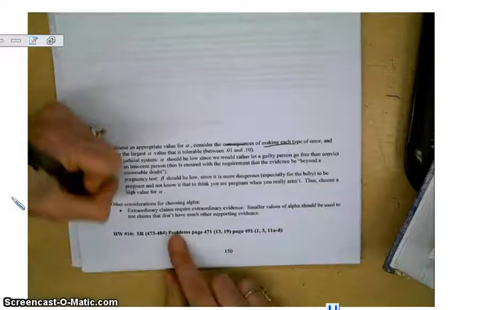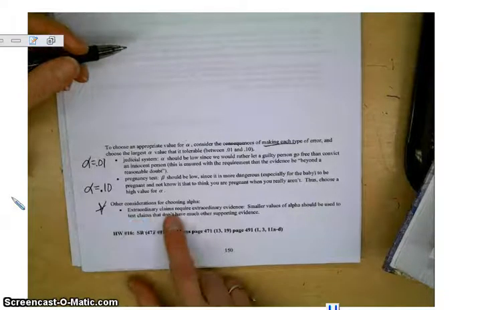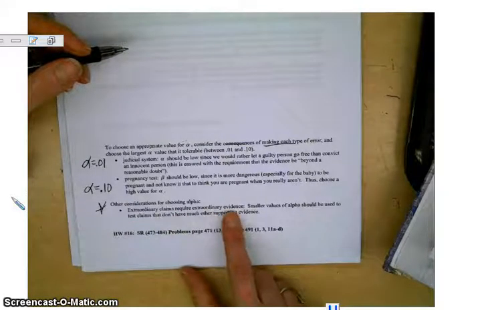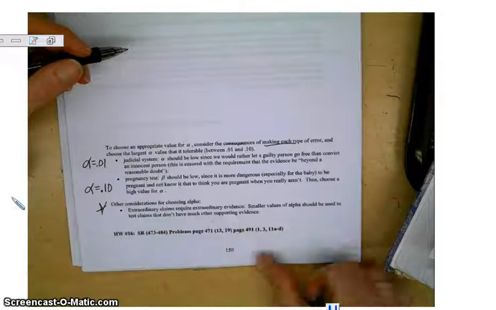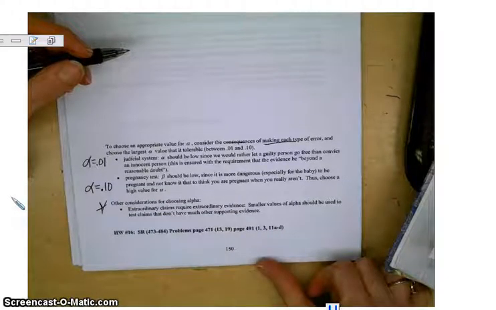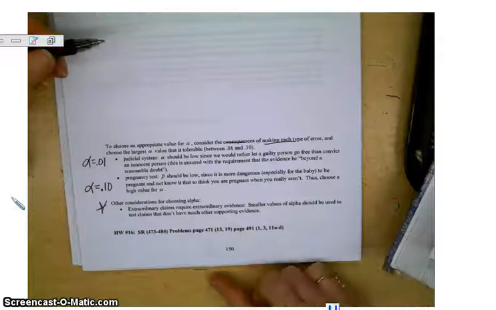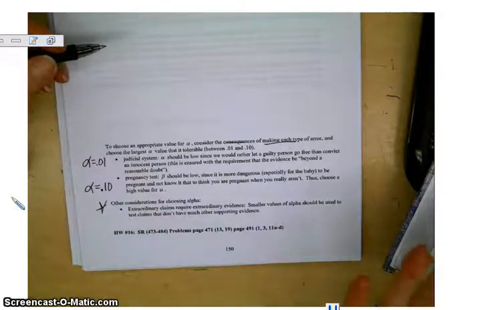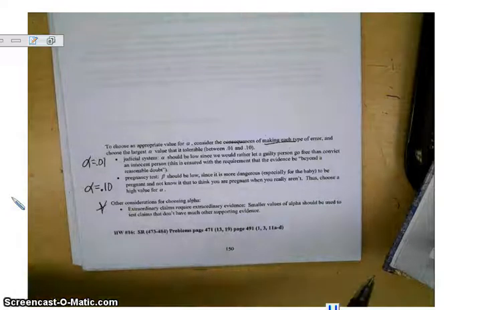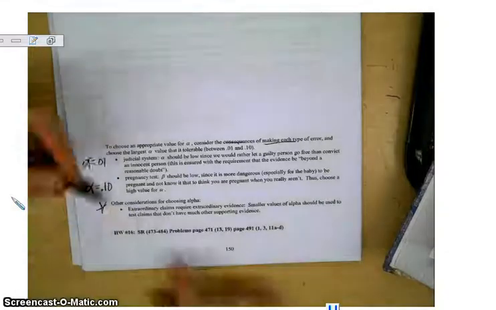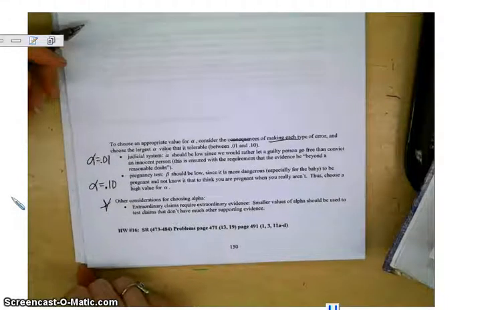Other considerations for choosing alpha: extraordinary claims require extraordinary evidence. Smaller values of alpha should be used to test claims that don't have much other supporting evidence. So if there's really not much evidence out there, no other studies or anything, and you're the first one who's asked this question or done this survey, then you would pick a very small alpha level.